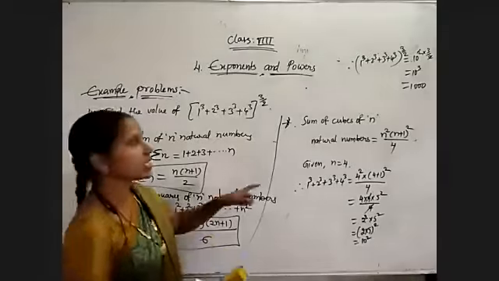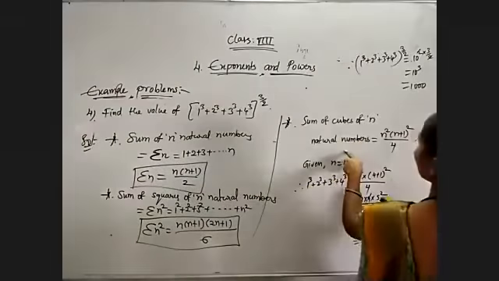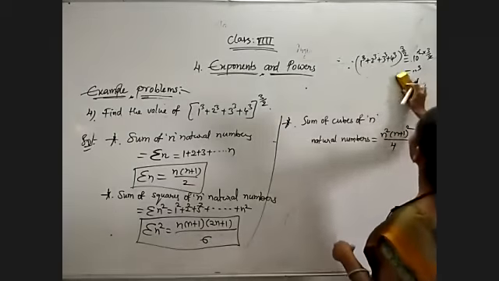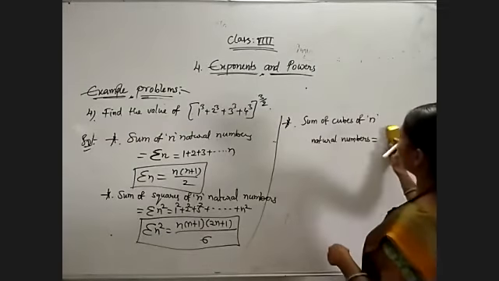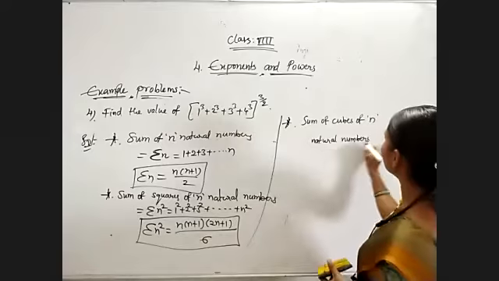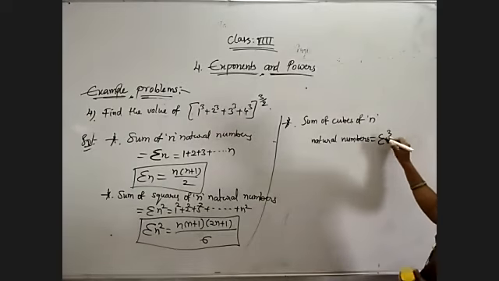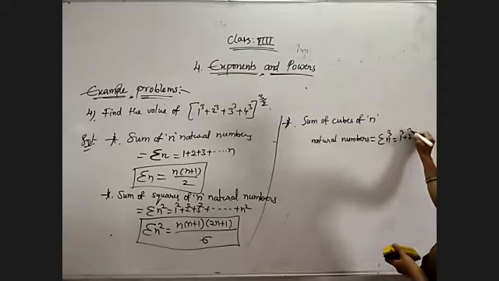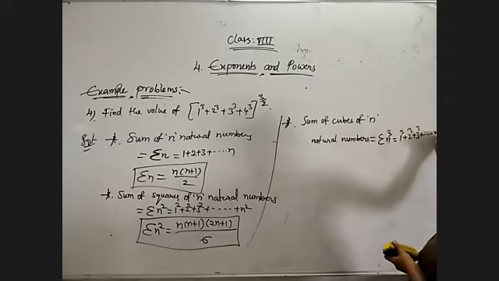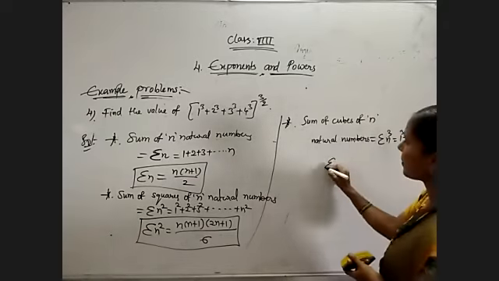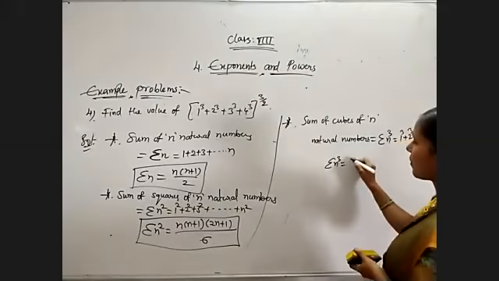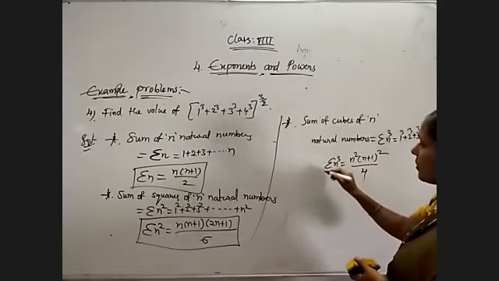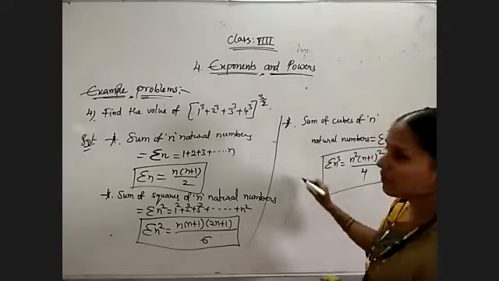And the third formula is the sum of cubes of n natural numbers, sigma n cube, that is given by 1 cube plus 2 cube plus 3 cube and so on to n cube. And its simplification is sigma n cube is equal to n square into n plus 1 whole square by 4. These three formulas are very, very important.